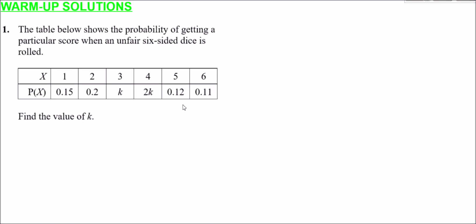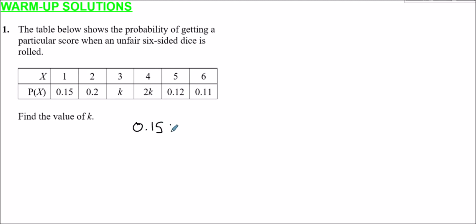So question 1, we have a table showing the probability of getting a particular score when an unfair six-sided dice is rolled. And we're asked to find the value of k. We should know here, for any event, that the sum of all the probabilities should add up to 1. And so that's what we can do here. If we add all these numbers together, we should be getting 1.